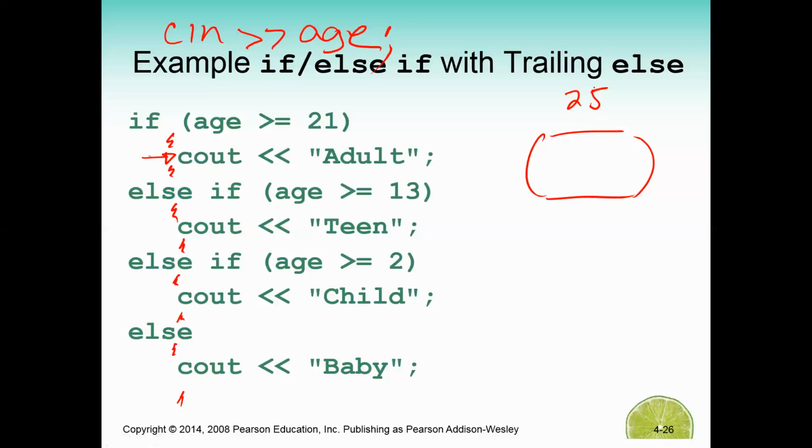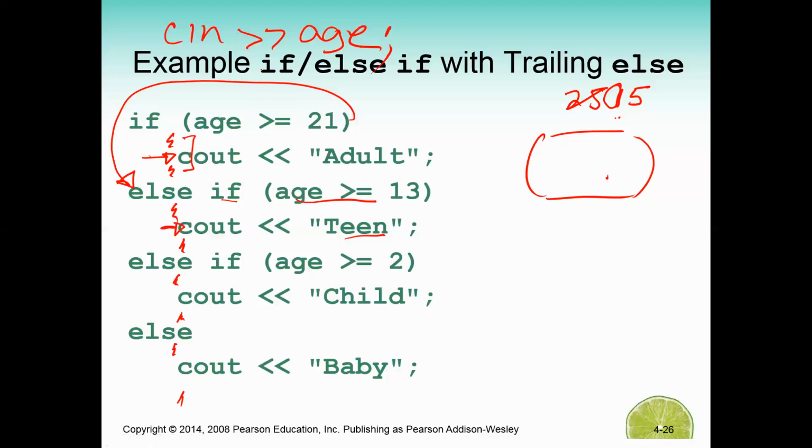Let's suppose that it was not 25, that it was 15 this time. So we go in and we check again. Is age greater than or equal to 21? No. So this section is going to be skipped and the execution moves to the next line, which is the else. In the else, we have another question. So we're asking, is the age greater than or equal to 13? And the answer is yes, it's 15. So if this is true, then this section is going to be executed and we're going to be displaying teen on the screen.